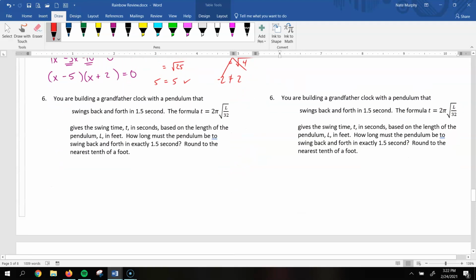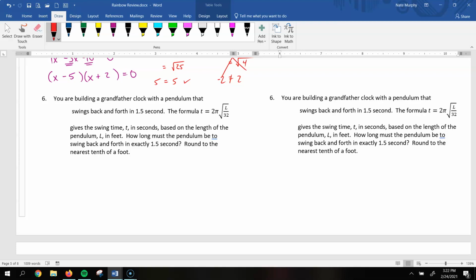So that means the only solution for this one would just be 5. All right, number 6. You're building a grandfather clock with a pendulum that swings back and forth in 1.5 seconds. And then they give us that formula. It gives us swing time in seconds based on the length of the pendulum in feet. How long must a pendulum be to swing back and forth in exactly 1.5 seconds? Round to the nearest tenth of a foot.